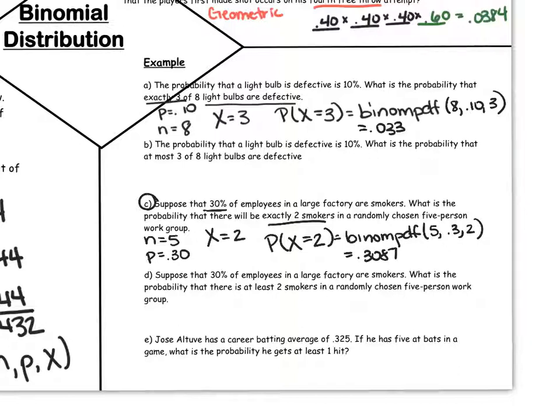0.3087. So that's when it's equal to. There's another function you calculate called binomial CDF. You use binomial CDF when you're calculating at most or up to. What that really means is you're doing the probability that X is less than or equal to something.